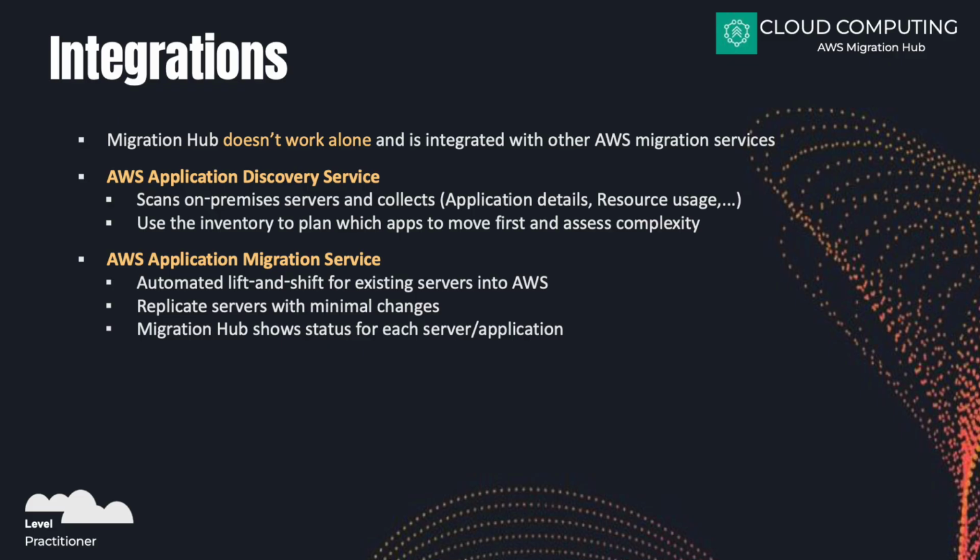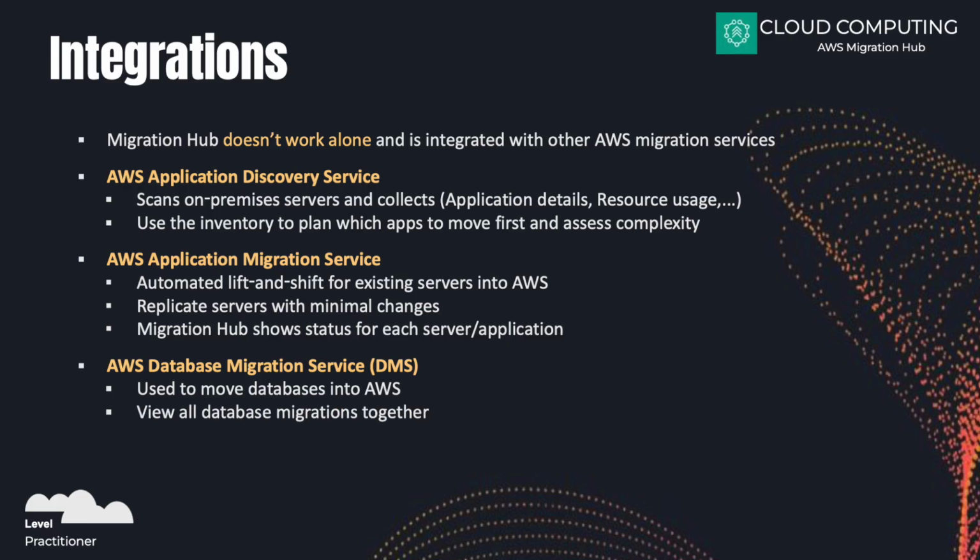The third integration is with AWS Database Migration Service, or DMS. This is the service used to move your databases into AWS. For example, an Oracle database from your on-premises data center into Amazon RDS. When you run database migrations with DMS, Migration Hub can show you some good insights about the whole migration progress. For example, which databases are done, which ones are remaining, all in one view.